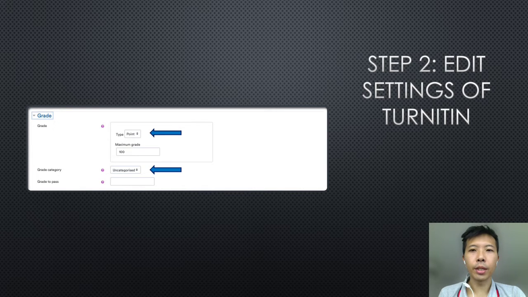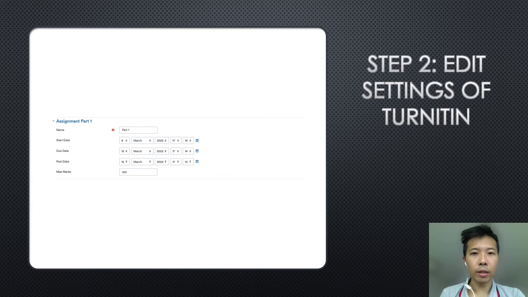For grade category, if you set these up in your Moodle grade book, then you can select one here. And finally, you can set to pass, the grade to pass, and if you have a threshold, setting it here will display whether pass or fail in the grade book.